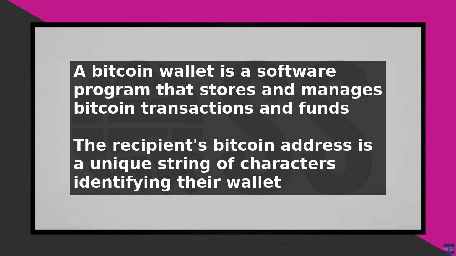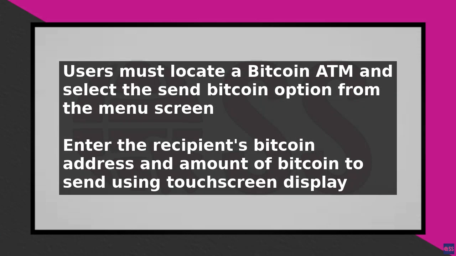Next, enter the recipient's Bitcoin address using the touchscreen display. Make sure to double-check the address to avoid sending Bitcoin to the wrong wallet. You will also need to enter the amount of Bitcoin you want to send. The Bitcoin ATM will display the equivalent amount in fiat currency, such as US dollars.